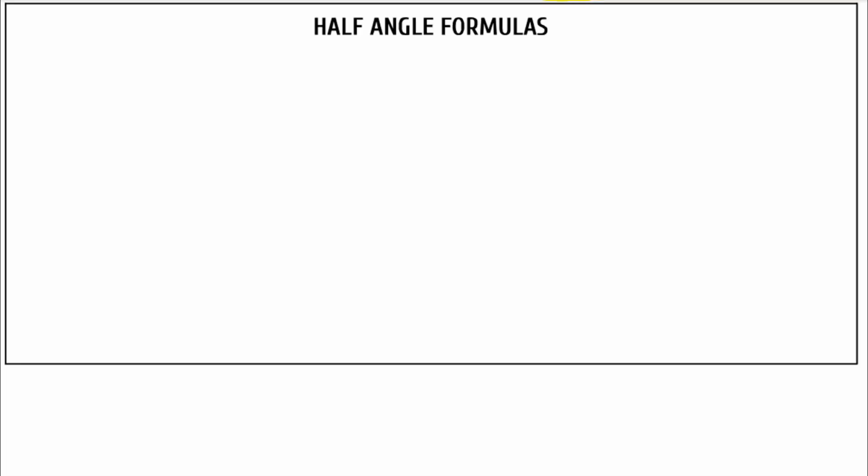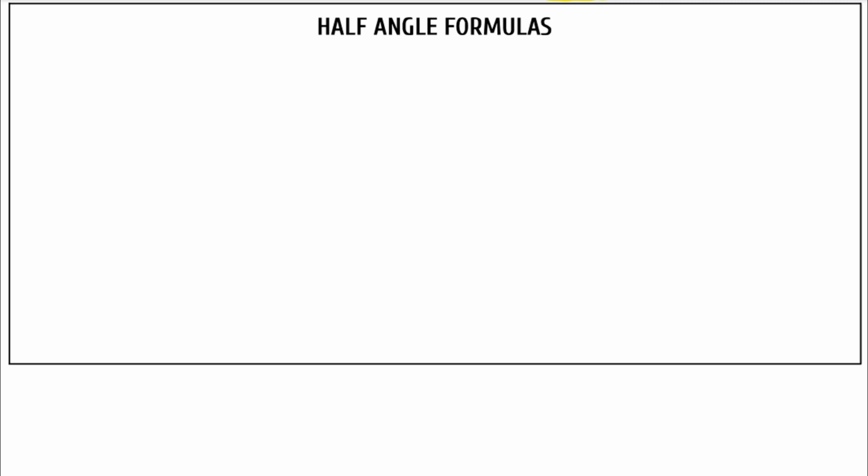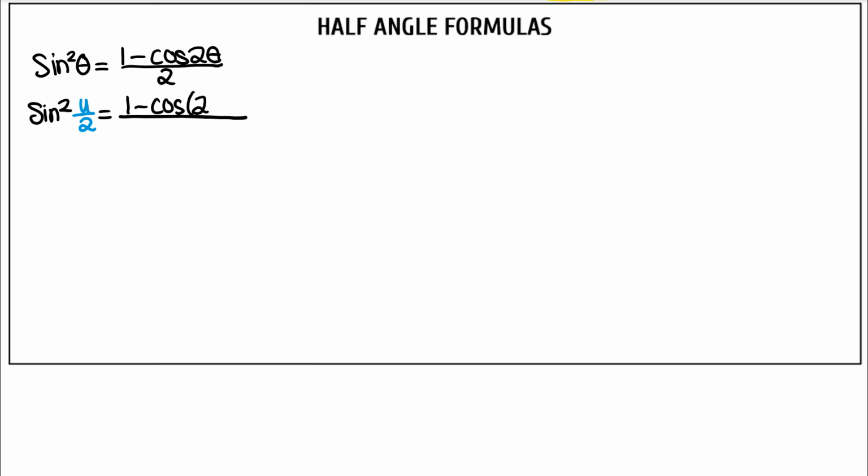For half angle formulas, let's use our lowering power formulas first. Sine squared theta equals 1 minus cosine 2 theta over 2. What if we replaced theta with some angle divided by 2, a half angle? So I'll use u divided by 2. That would equal 1 minus cosine of 2 times u over 2, all over 2. So 1 minus cosine of u over 2.